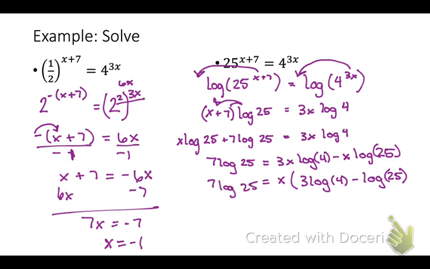Okay. Now what? This is basically like 3x, isn't it? And if we're solving for x, then what do we do? Divide. So x is going to equal 7 log of 25 divided by this whole thing, isn't it? 3 log of 4 minus log of 25.